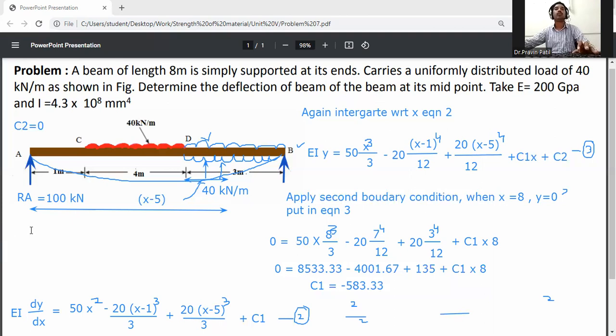So put the c1 and c2 values in equation 2 and 3. We only put them in equation number 3, because we need only the deflection equation. The question is to determine the deflection of the beam at midpoint, so we only put the c1 and c2 values in equation 3, because we need to calculate deflection only.